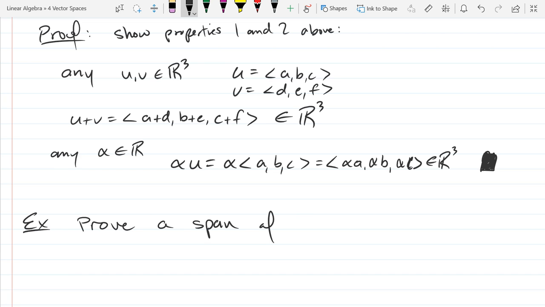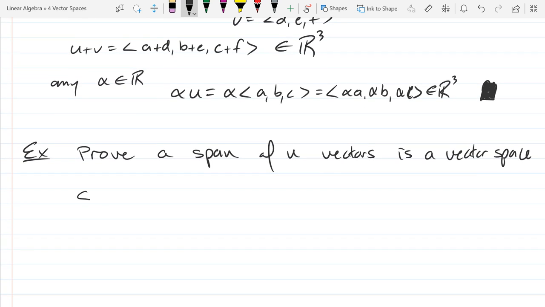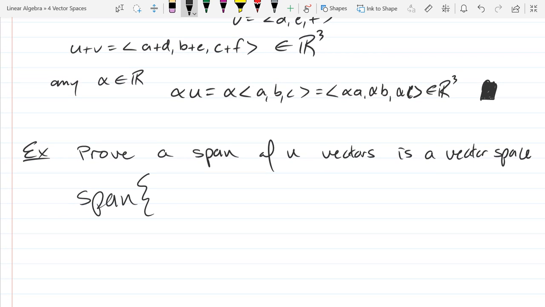So we're going to prove that a span of n vectors is a subspace, or is a vector space. I'll write the span in set notation.